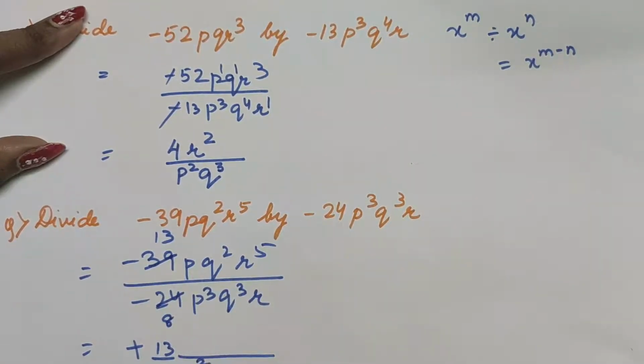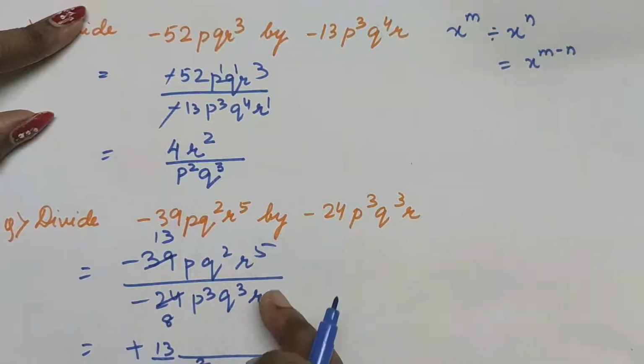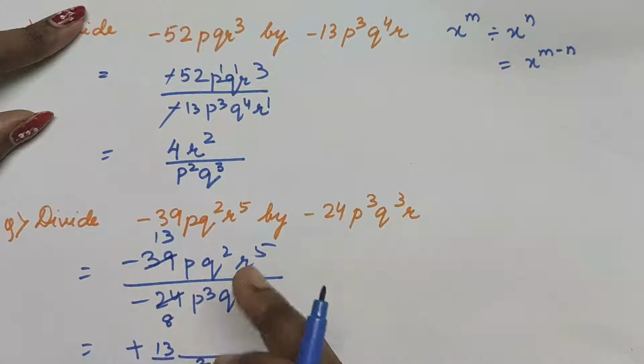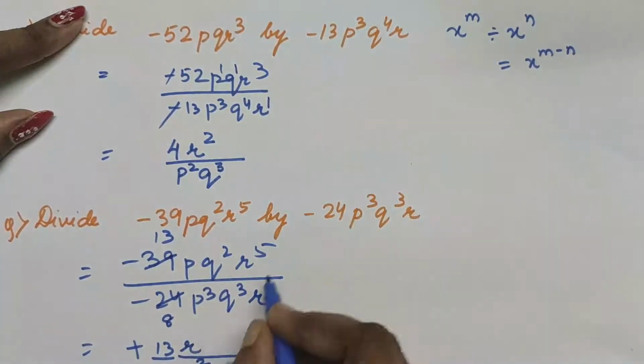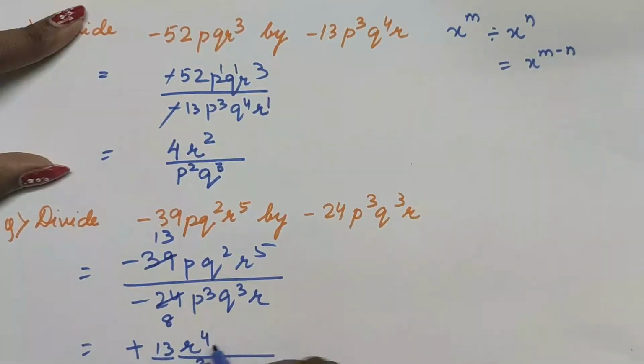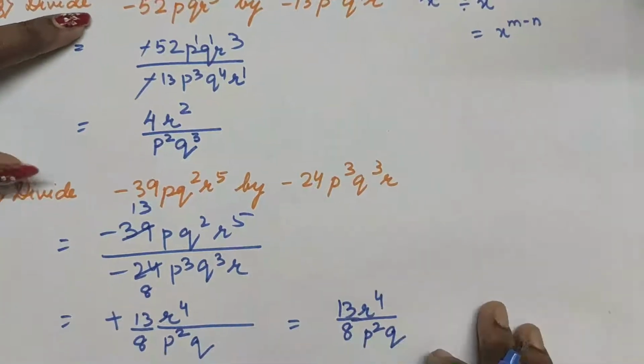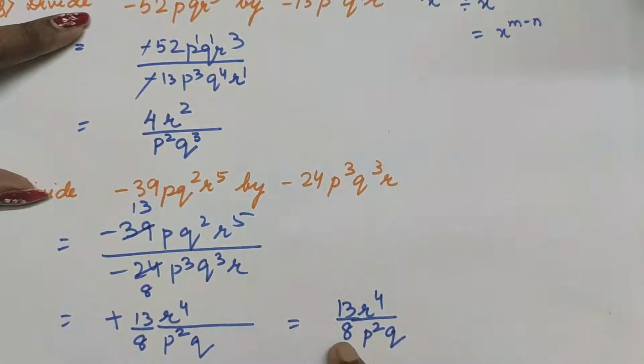So p becomes square. Q is 2 and here it is 3, so Q 3 minus 2 is 1, so I can just leave it like that. And R 5 and this is 1, so R is more, the power value is more in the numerator, so I write R 5 minus 1, that is 4. So my final answer is 13 by 8 R to the power 4 by P square Q.